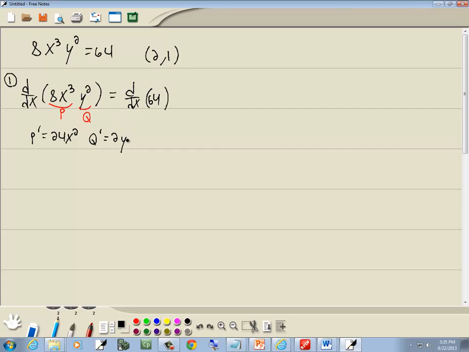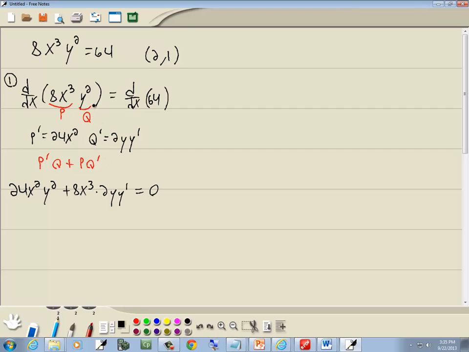You take the derivative just like normal, but then remember we have to add on our y prime, because we're taking the derivative with respect to x, and it's really y. Now our formula says p prime q plus p q prime. P prime is 24x squared times q, which is y squared, plus p, which is 8x to the third, times q prime, which is 2y y prime, and the derivative of 64 is 0.